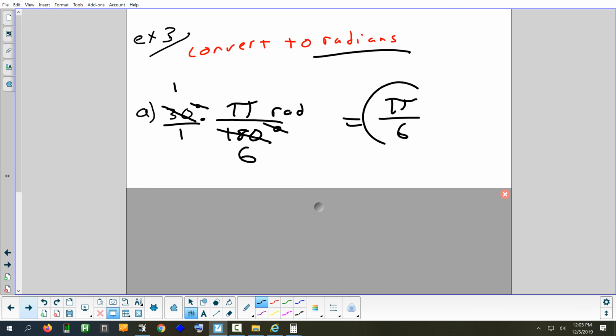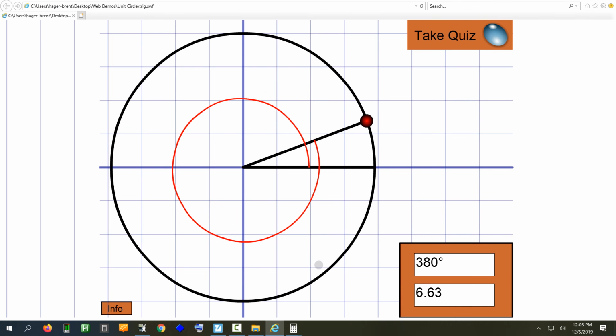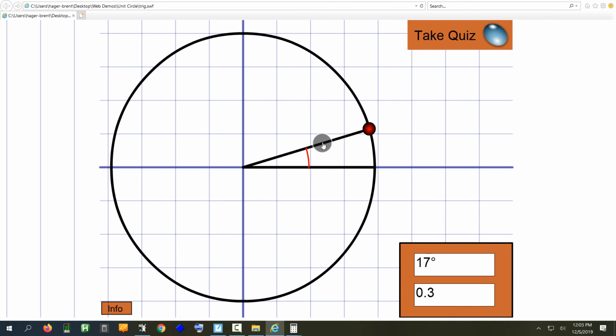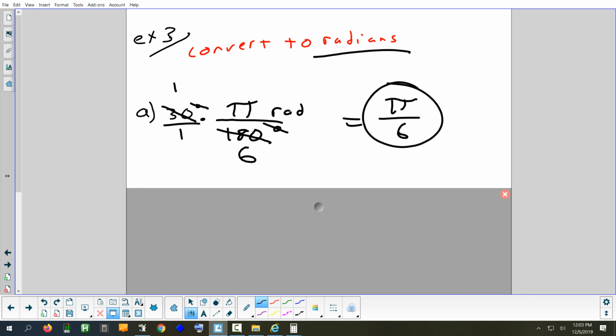Pi over 6. And if I go back to this chart, put it on 30 degrees, if I can get it right on 30, it says pi over 6. Notice it doesn't say RAD. You got to get used to RAD being invisible. It's there, but it's invisible. You don't write it.